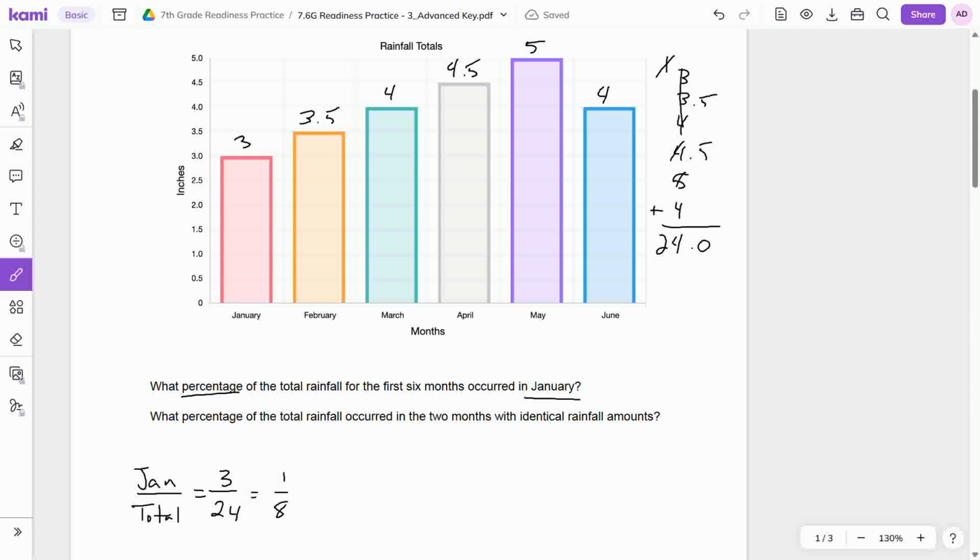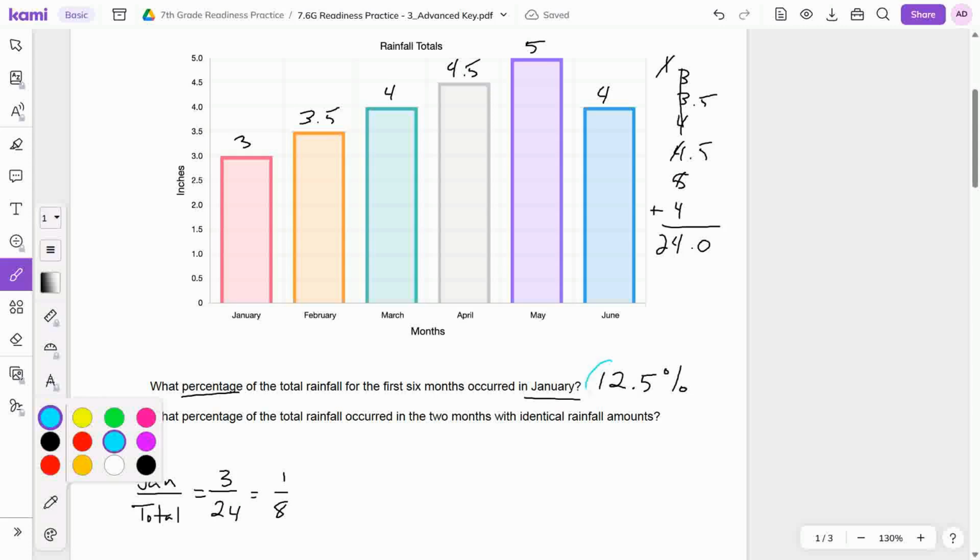And if you don't know that, it's a benchmark fraction. It is 12.5%, or 0.125 is our decimal there. So let's circle that, 12.5%.